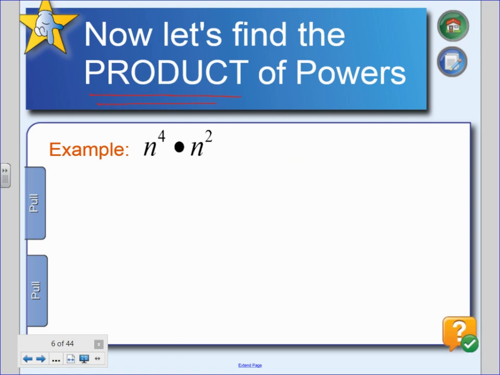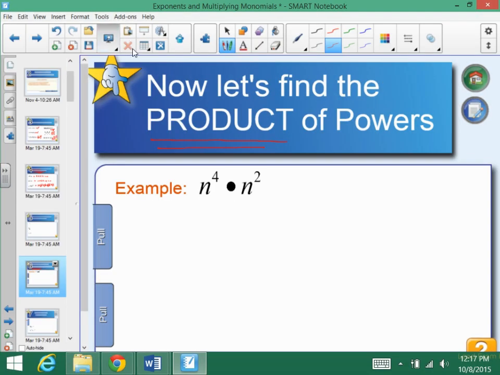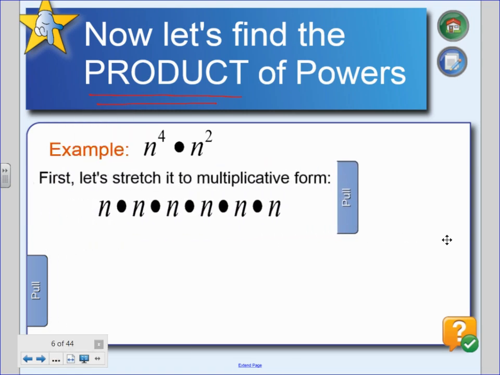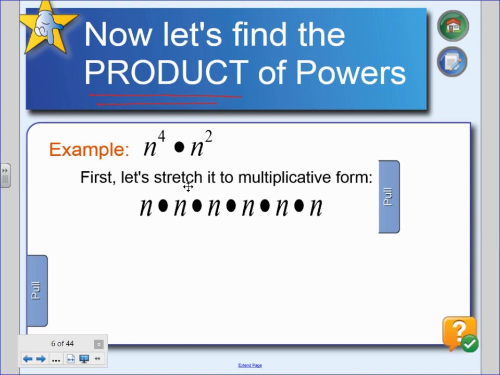And what I'm going to do is intuitively think about what I know about exponents to be able to simplify this expression. I'm multiplying n to the fourth times n to the second. So what I would like to do is first stretch this all out into multiplicative form. If I have 4 n's multiplying each other times another 2 n's multiplying each other, that's n times n times n times n, that's n to the fourth right here, times 2 more n's.